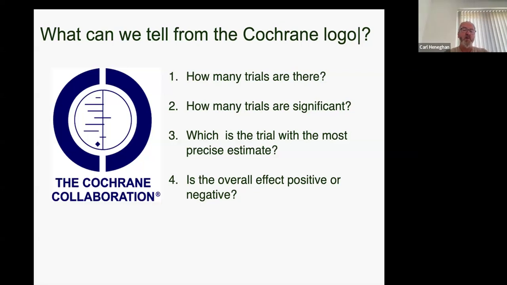So, how many trials are there? Well, actually, it's quite a straightforward answer. 7. How many are significant? Well, actually, if you look at it, only about 2. Which is the trial with the most precise estimate? Could be that one, probably that one. Is the overall effect positive or negative? Now, if you answered positive or negative, you were wrong, because the problem is we don't know.